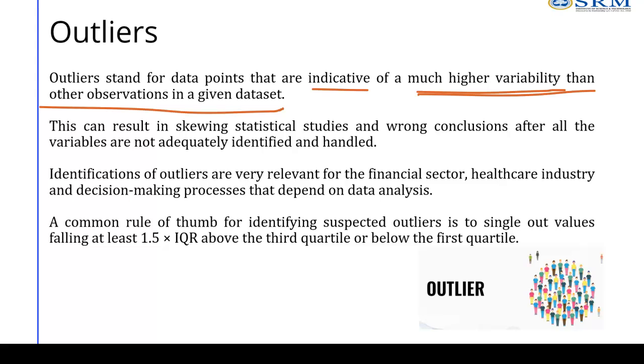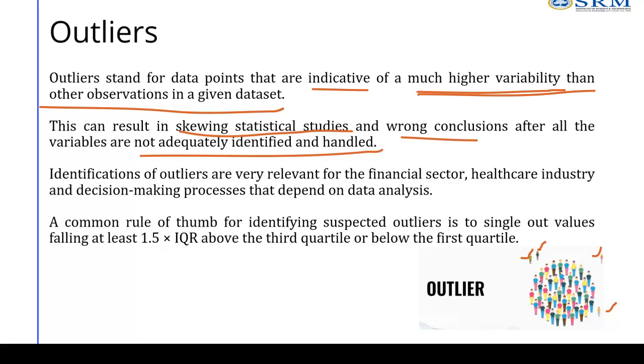For example, this is a normal population, but these 4 people are highly varied from the normal population. Then these people could be called the outliers. I hope everybody understood what an outlier is. This can result in skewing statistical studies. If these outliers are included in the normal data set without being identified, this could result in skewed statistical studies and wrong calculations, where the variables are not adequately identified and handled. That could lead to wrong conclusions.